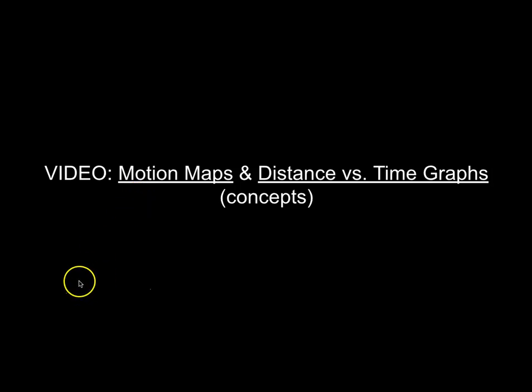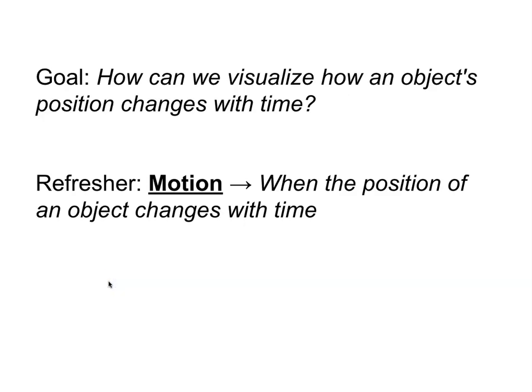Hi physics students, Mr. Rick here, and today I'm going to be talking with you about two different ways that we can visualize motion: motion maps and distance versus time graphs. So the goal of this presentation today is going to be how can we visualize how an object's position changes with time. And as just a little refresher, remember that motion is when the position of an object changes with time.